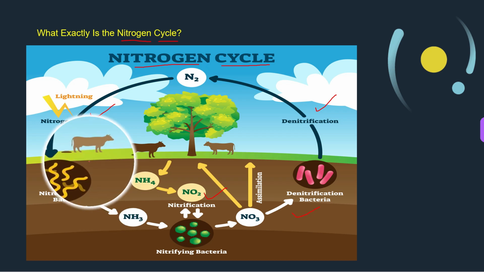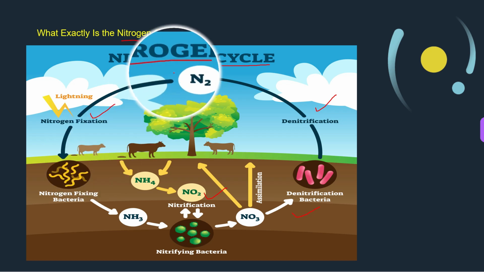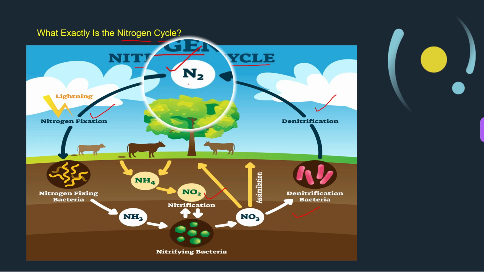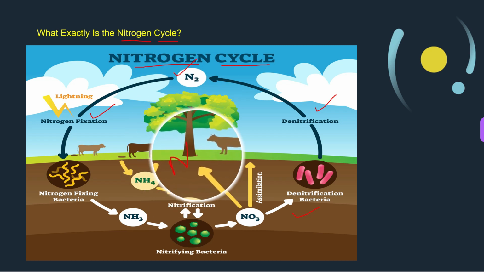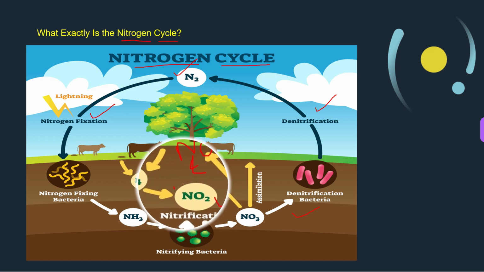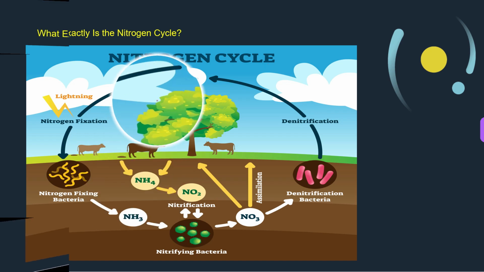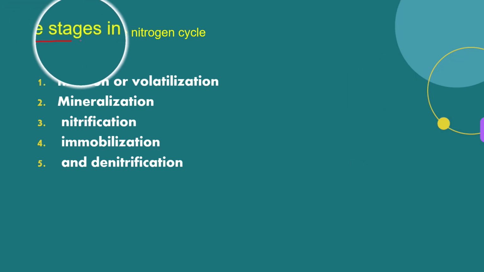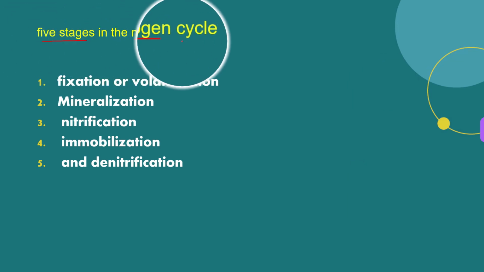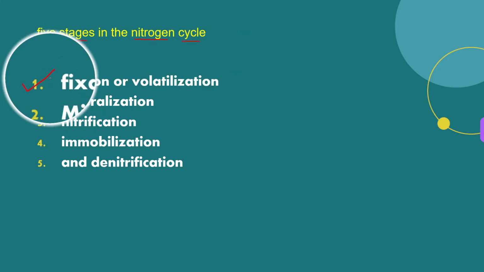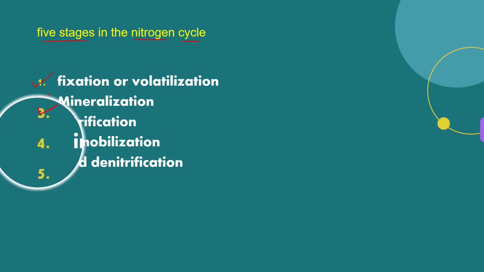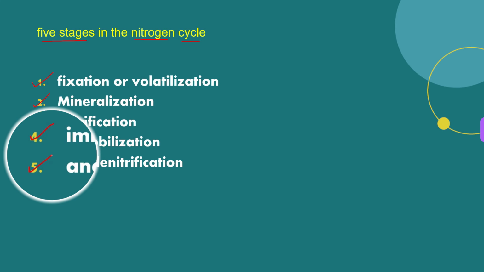In the atmosphere, nitrogen exists as a gas, that is N2, but in the soil, it exists as nitrogen oxide, that is NO, and nitrogen dioxide, which can be processed even further into different fertilizers, such as ammonium nitrate, NH4NO3. There are 5 stages in the nitrogen cycle, and we will now discuss each of them in turn: fixation, mineralization, nitrification, immobilization, and denitrification. These are the 5 stages of the nitrogen cycle, as you can see here on the screen.